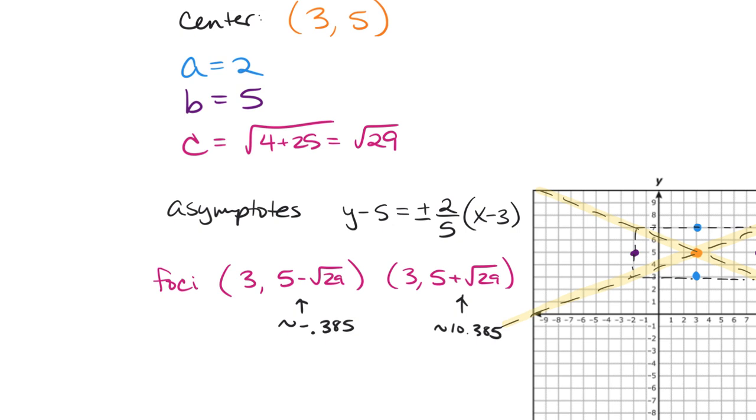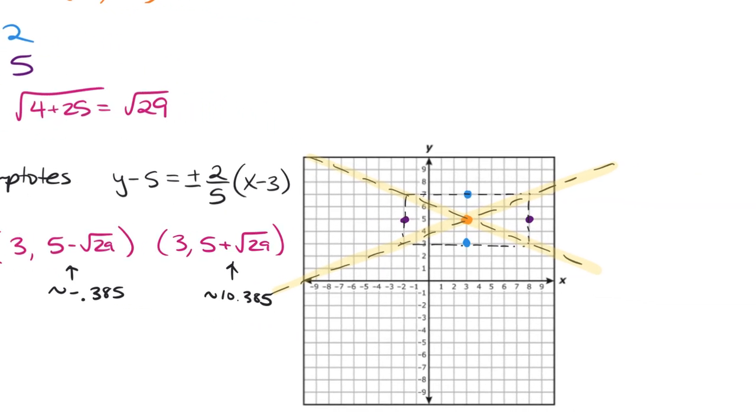So we can plot our foci. If we plot those, we stay all on the x-coordinate of 3, going down to a little bit under the x-axis and a little bit over what's off screen. Then you can take your vertices and connect it really widely here to the asymptotes. And voila, we have the hyperbola.